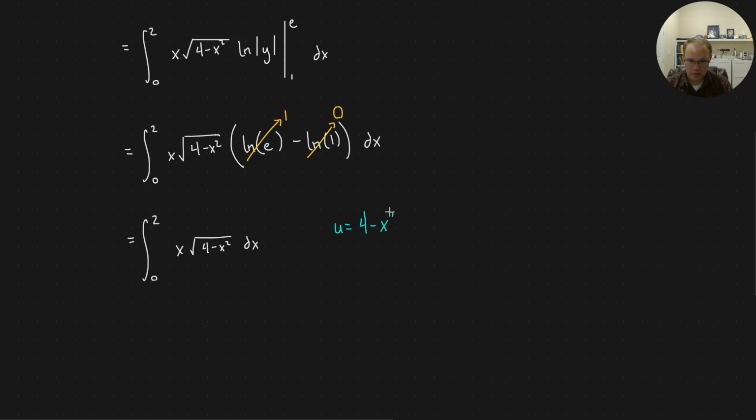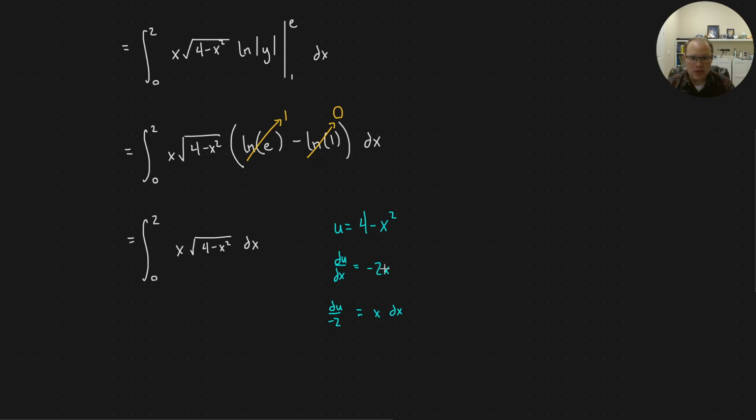Specifically, my u should be 4 minus x squared. So the derivative of u with respect to x is negative 2x. I like to put all my x's on one side, everything else on the other side. So I'm going to move dx to the right and move the negative 2 to the left. So I end up with du over negative 2 on the left and x dx on the right.